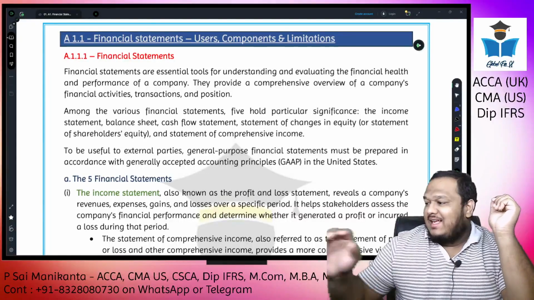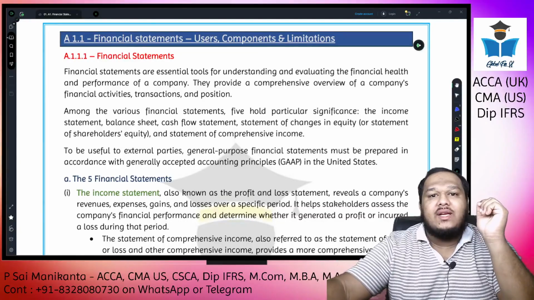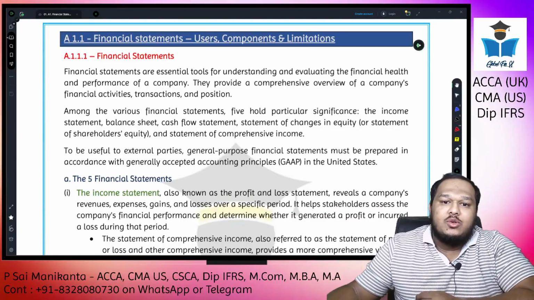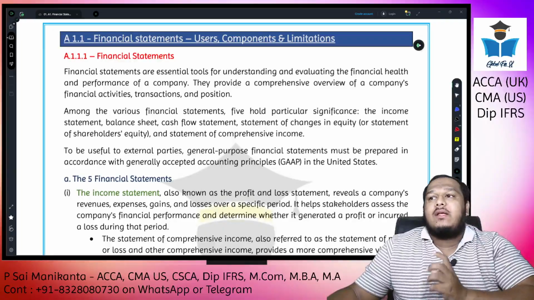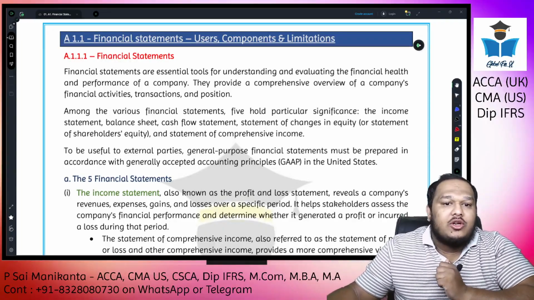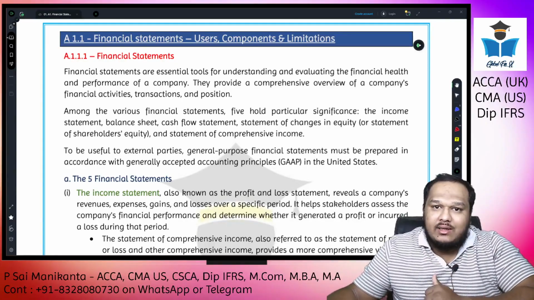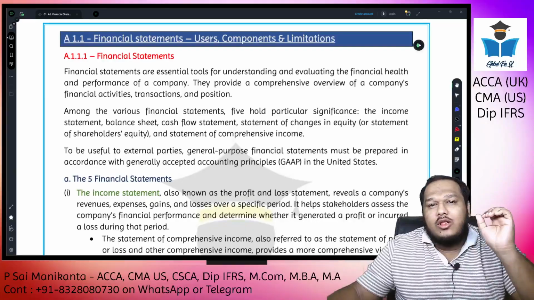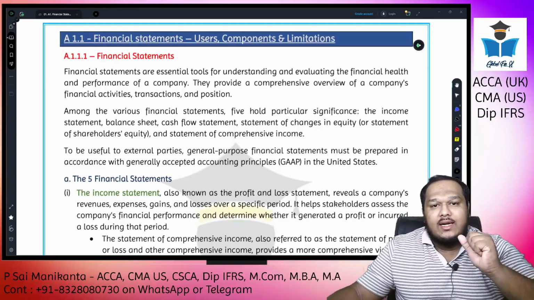Hi guys, let's start our discussion with the first topic in section A, that is A1.1 financial statements, users, components and limitations. That is your unit A1.1, and within that, first we'll talk about what the 5 financial statements are. Then we'll go ahead with each of the users of the statements, then what the components are, what the limitations are and all that stuff, right?